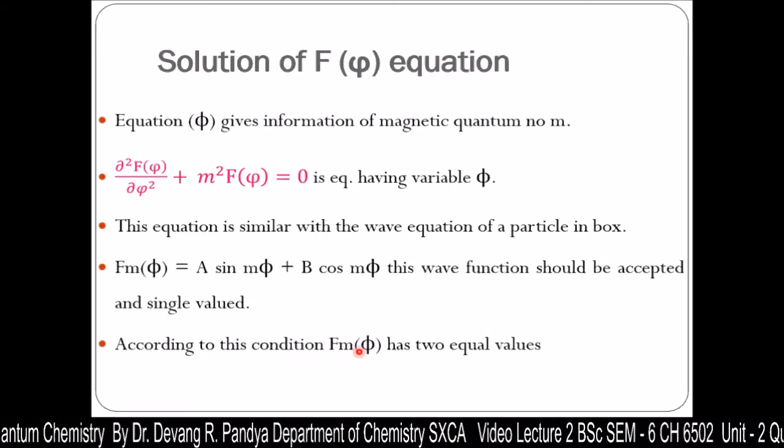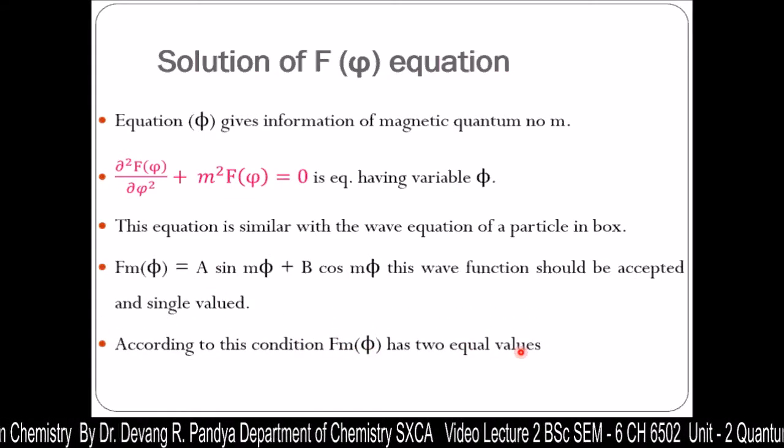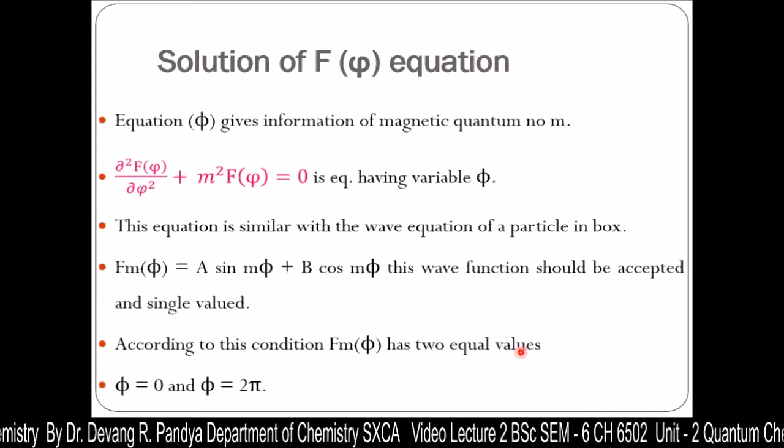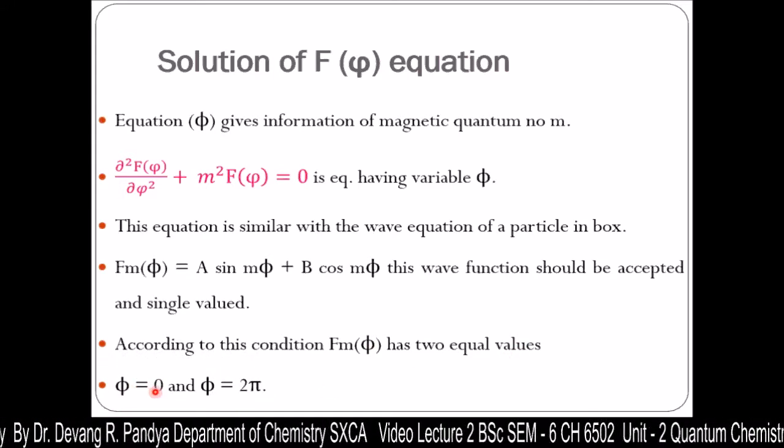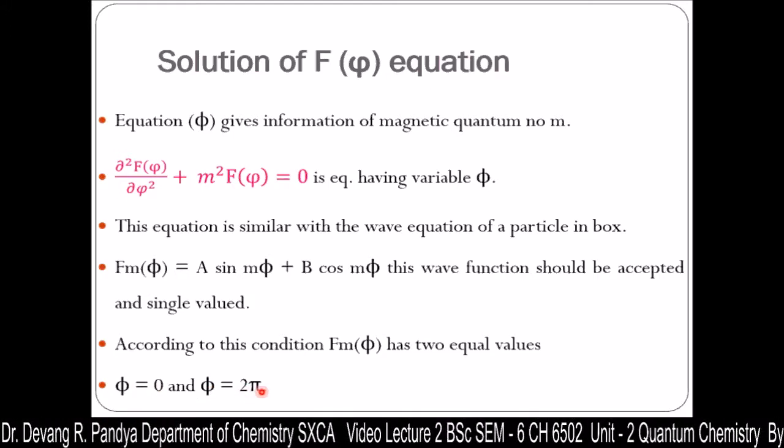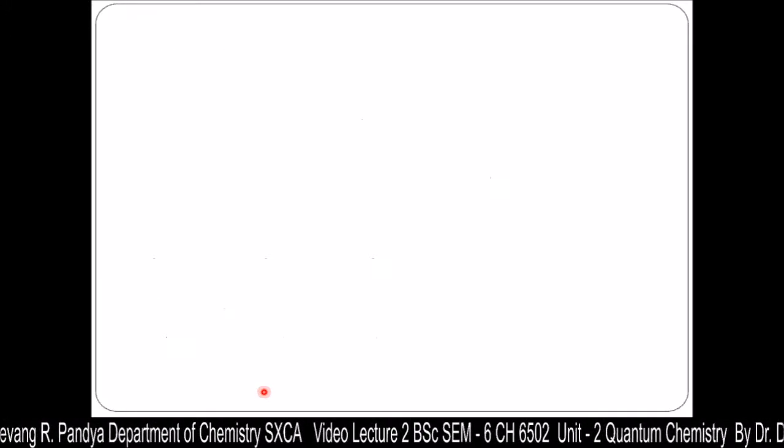According to this equation, phi m has two equal values, that is, either phi is equal to 0 or phi is equal to 2 pi.